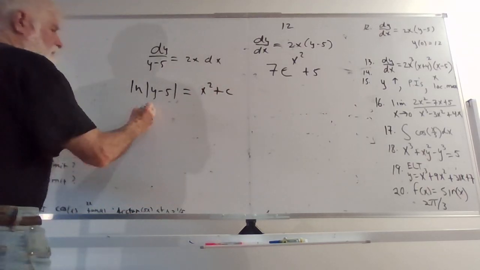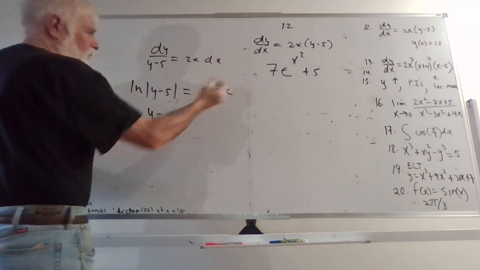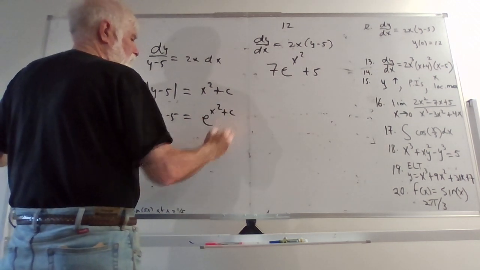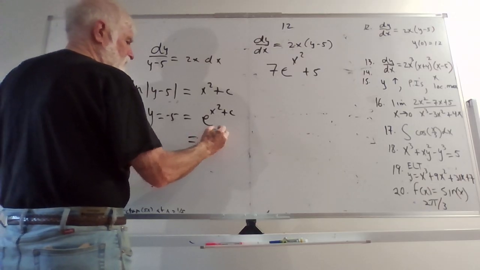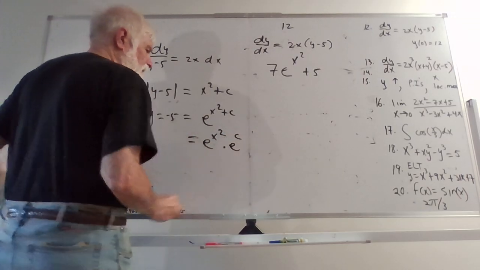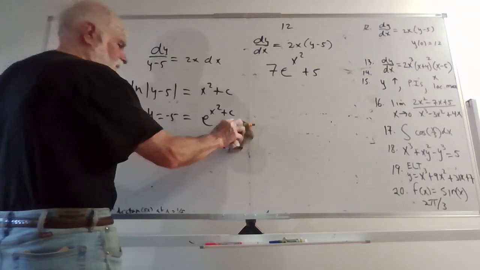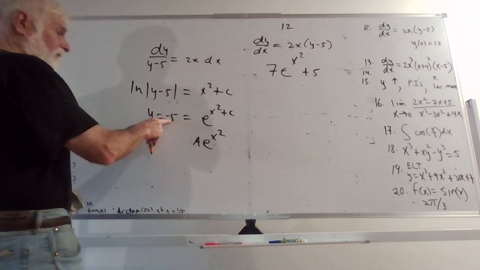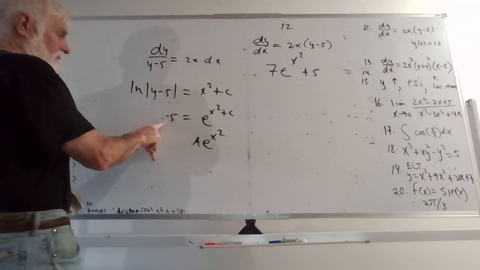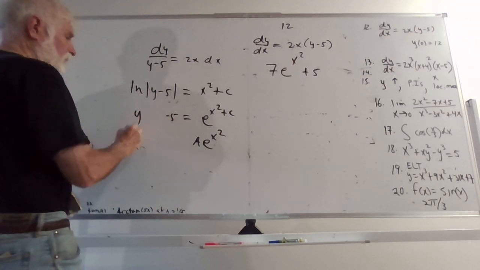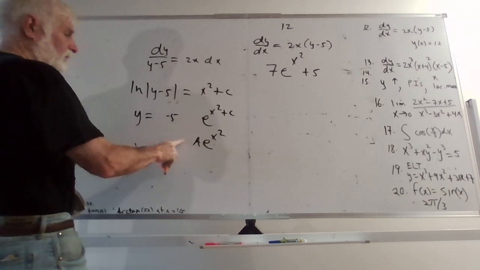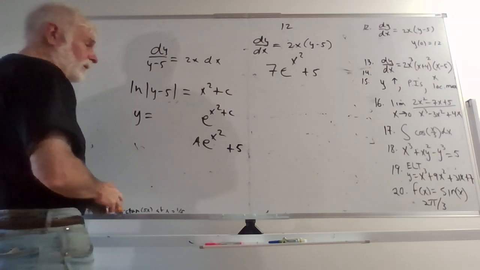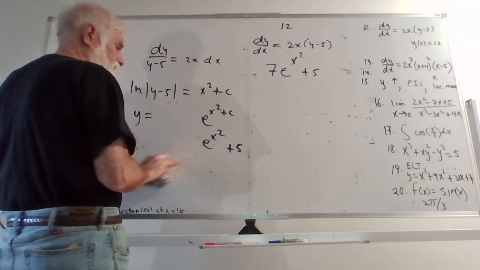Let's do e to the y minus 5 equals, I should put plus minus here, but I don't feel like it. So e to the x squared plus c, which is the same thing as e to the x squared times e to the c, and we call e to the c, what do we call e to the c? We call it a. And minus 5 on this side becomes what on the other side? So y equals a e to the x squared, and minus 5 on this side becomes positive 5 on this side. If I put a 0 in, e to the 0 is 1. 1 plus 5 equals 12, so a is 7.